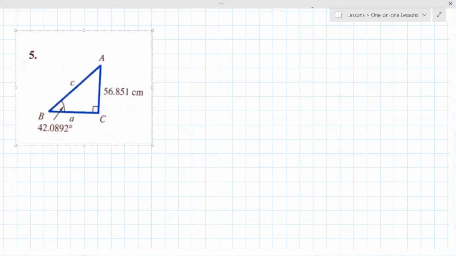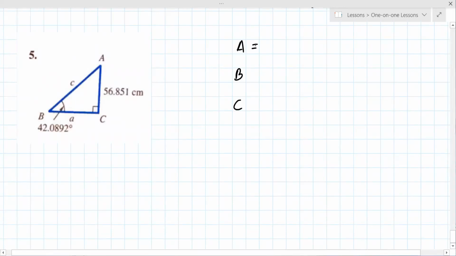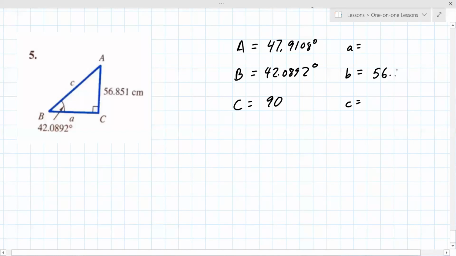Okay, I'm going to just do the same thing. A, B, C, angles first. So big A is not given. Big B is 42.0892. Big C is 90. So this is 47.9108 degrees, just subtracting from 90. All right, and then little b is across from big B, so that's 56.851 centimeters.